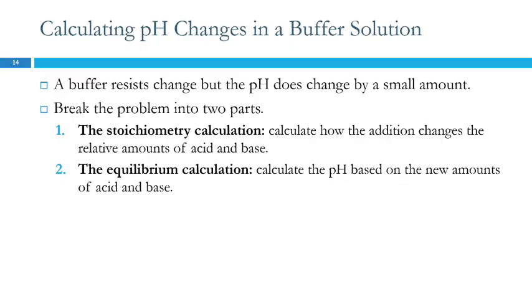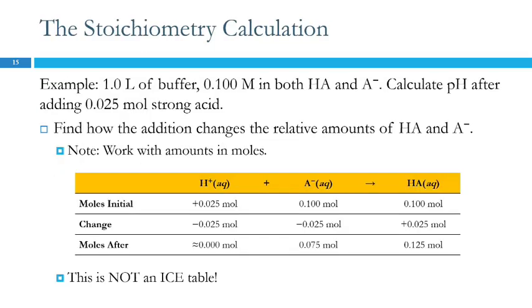So buffers resist change, but the pH still will change a little bit. So we need to be able to calculate the changes in the pH when something's added to the solution. There's going to be two parts here. The first part is a stoichiometry calculation. We're going to look at what's being added and how that changes the relative amounts of acid and base. The second part is the equilibrium calculation, which could be an ice table or it could be the Henderson-Hasselbalch equation. Okay, so the stoichiometry part is the new thing we're adding right now.